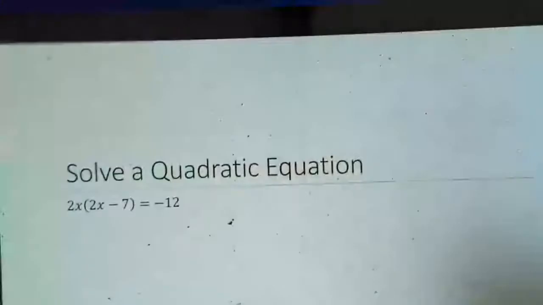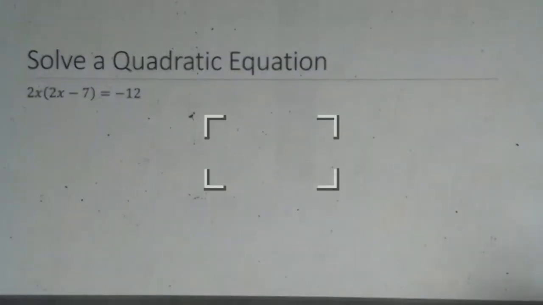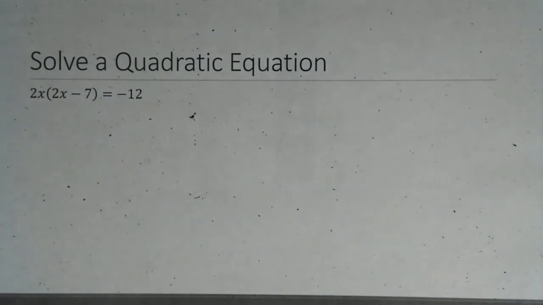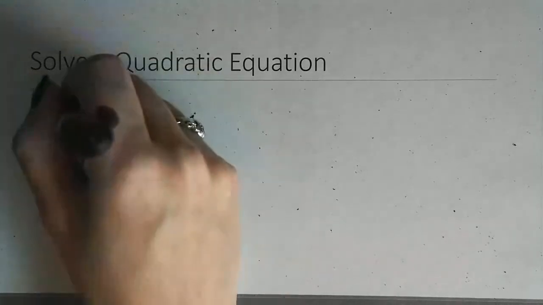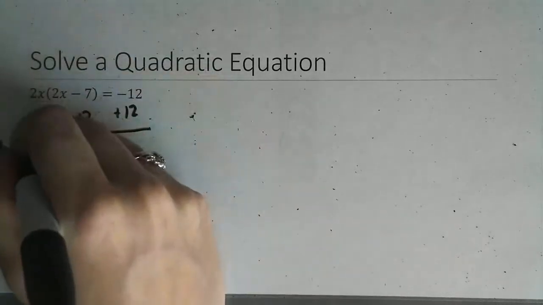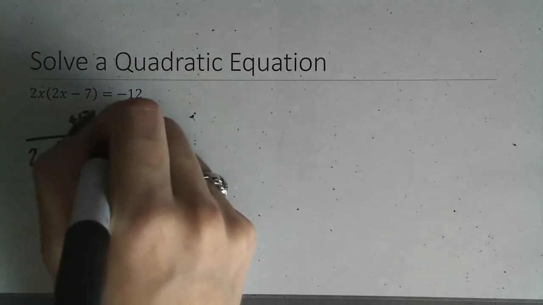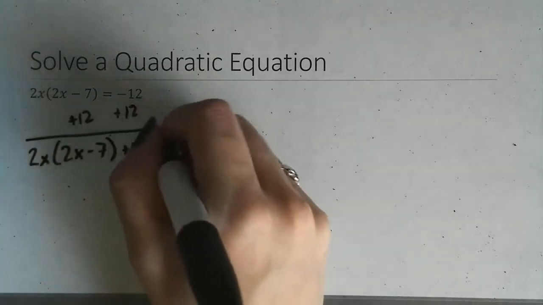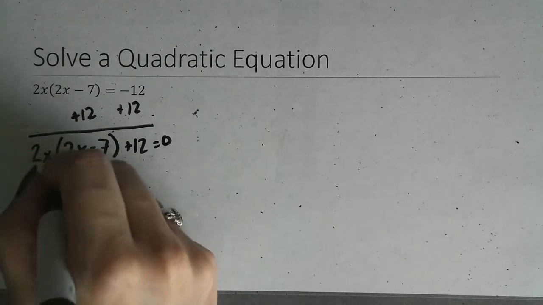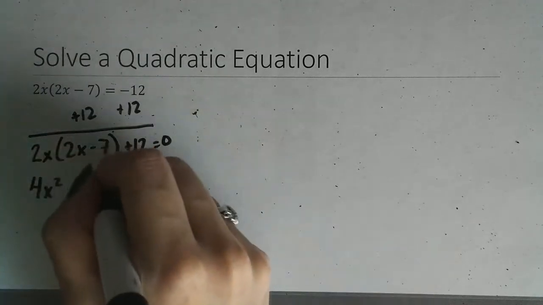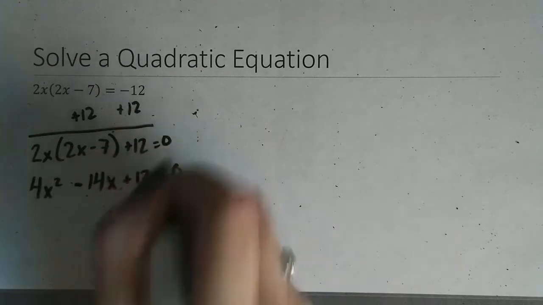Let's try another one. We have 2x times 2x minus 7 equals a negative 12. Again, we need to make sure that we have 0 on one side before we start solving this thing. So I'm going to add 12 to both sides. So that'll leave me with 2x times 2x minus 7 plus 12 is equal to 0. Now I'm going to go ahead and distribute my 2x through the parentheses. That'll give me a 4x squared minus 14x plus 12 is equal to 0.